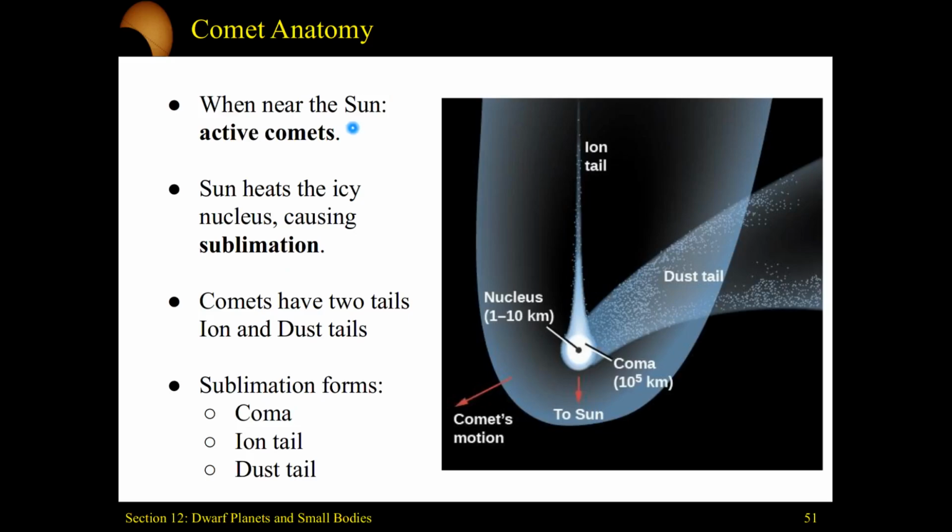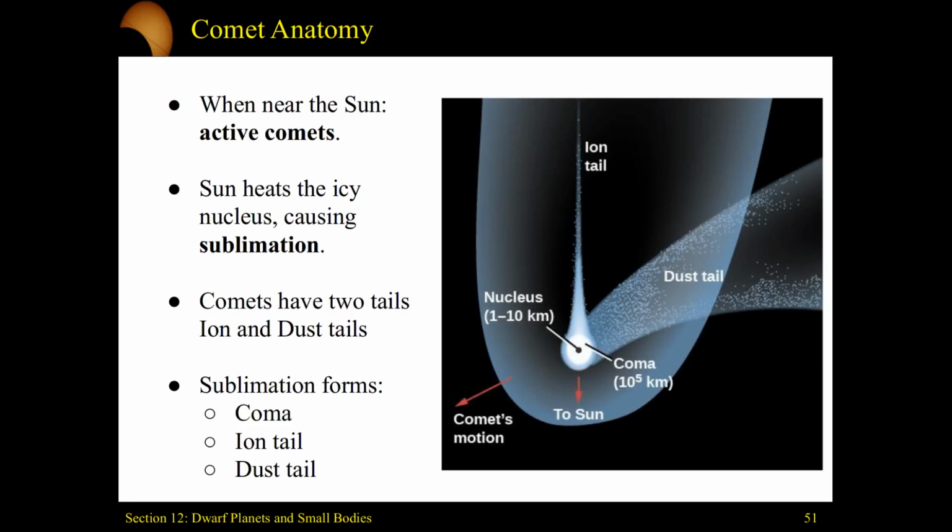When it's near the sun, we call it an active comet. One thing we'll notice here is that there are in fact two tails for the comet: an ion tail and a dust tail. We normally only think of things like the dust tail, but they're both there. They're both stacked on top of, well, not on top of each other. It depends on the orbit. But there are, in fact, two tails associated with an active comet.